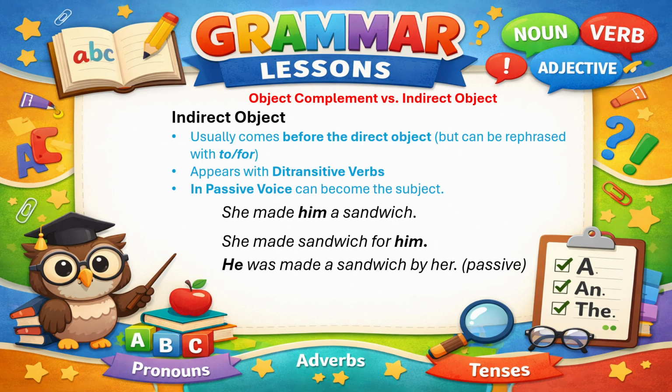And if I want to change this sentence into passive voice, I can make the indirect object the subject of the sentence, like he, where him is the indirect object, and I'm changing the sentence into passive voice. He was made a sandwich by her, and this does not happen with the object complement. And this is the very solid and important point to distinguish between the indirect object and the object complement.